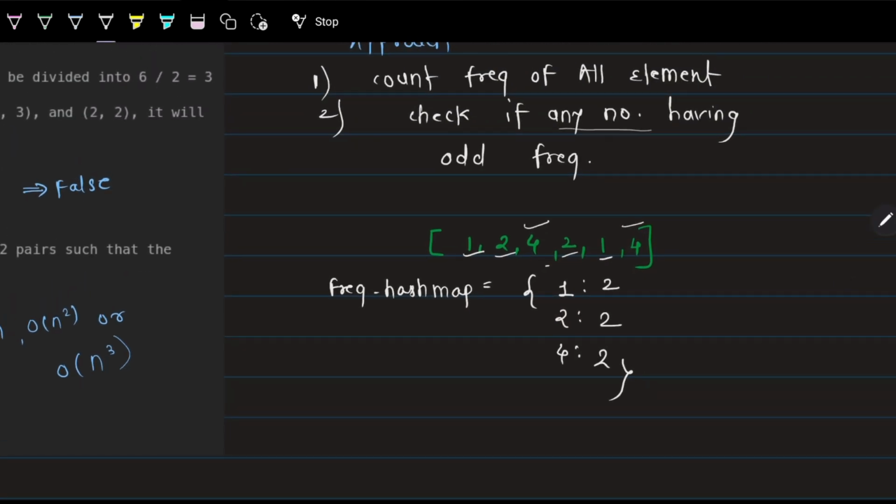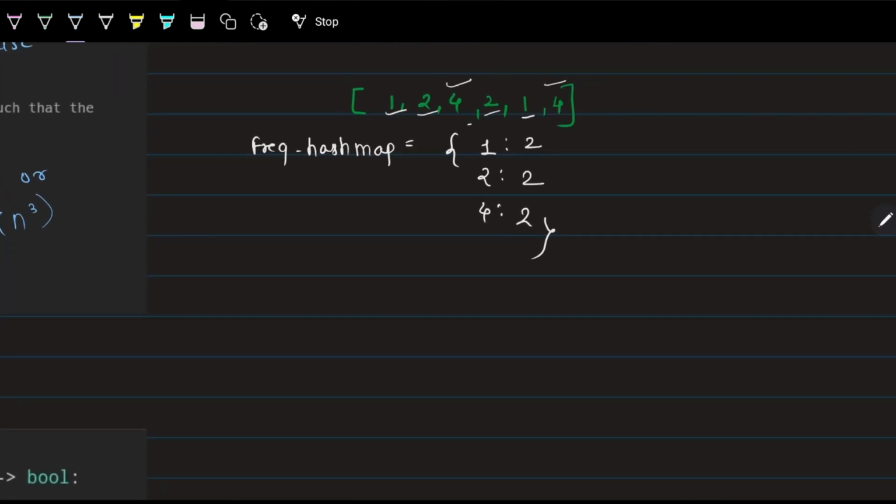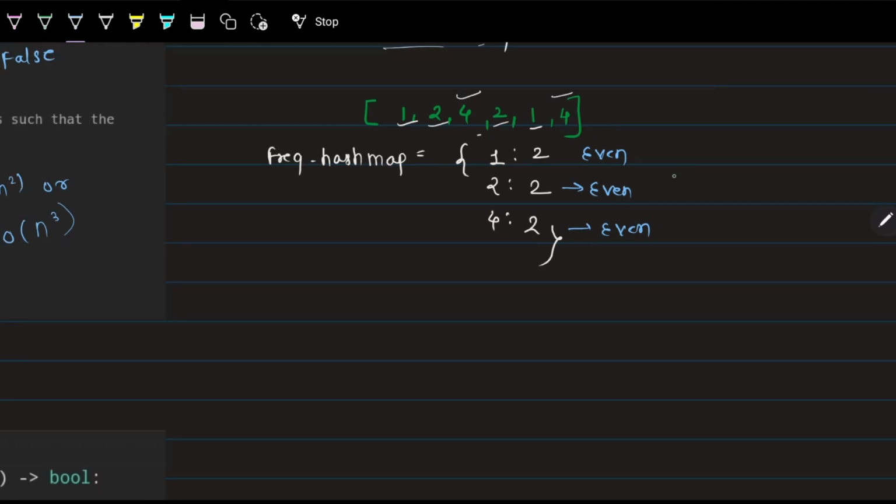Check if any number has an odd frequency. So I will just check if any number has an odd frequency. So 2, which is even, no. 2 again even, 2 again even. It means no element has an odd frequency. In this case, the output would be true, because I can make pairs.